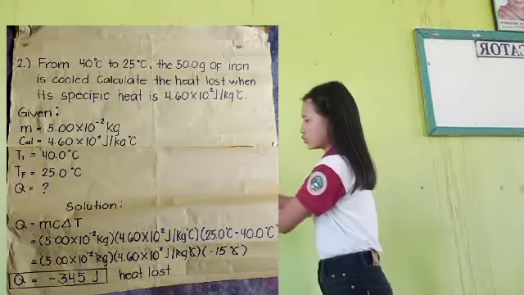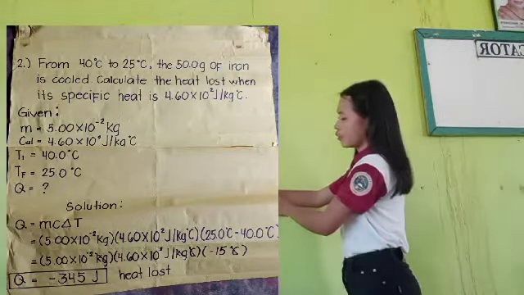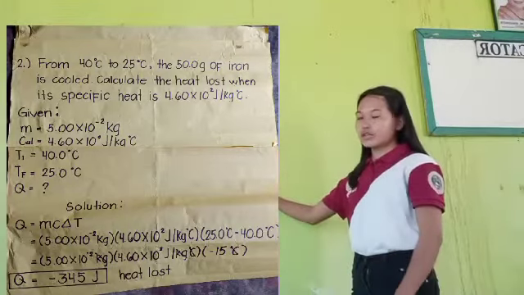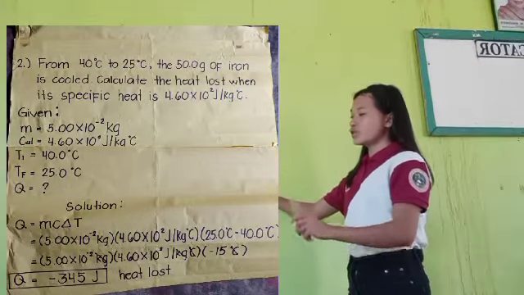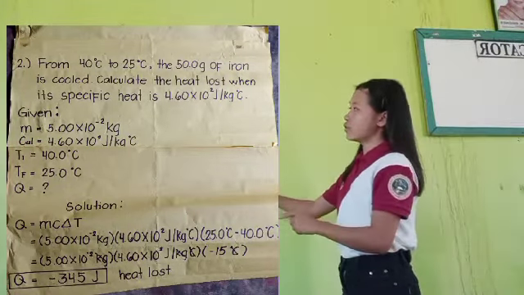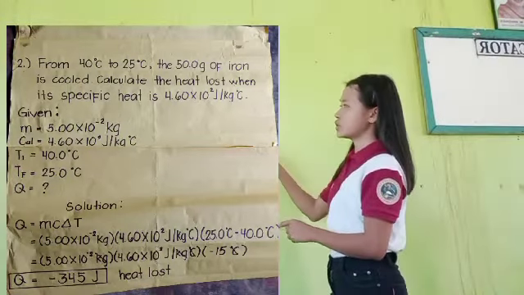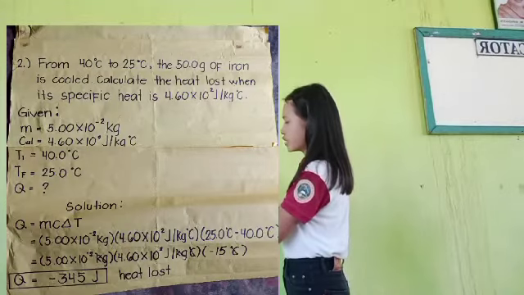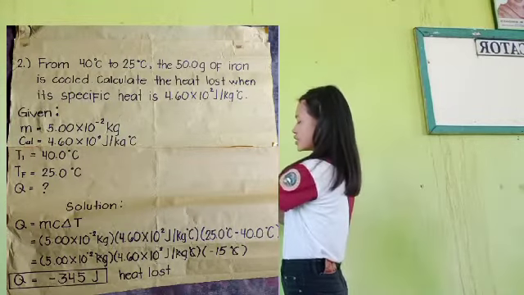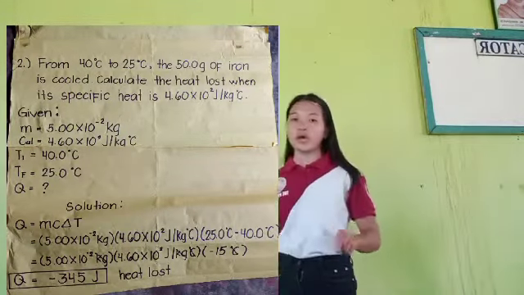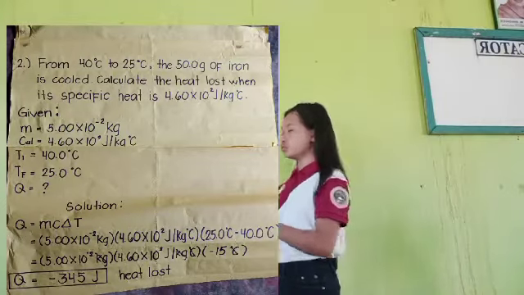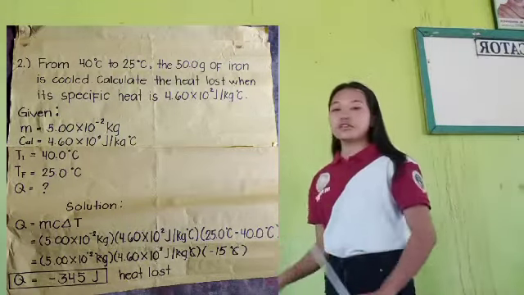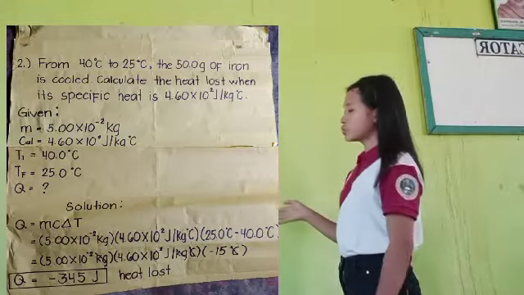So to compute, it is equivalent to negative 345 joules, which is the heat loss of the iron, which is cooled. Cancel the same units, which are kilogram and degree Celsius. That's why we will use the unit joules. So negative 345 joules is the heat loss by the iron.